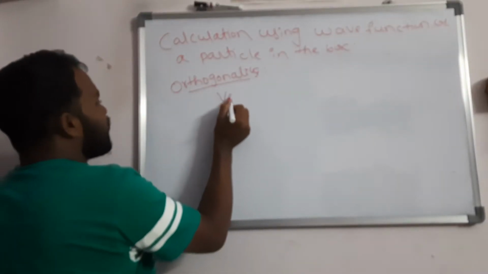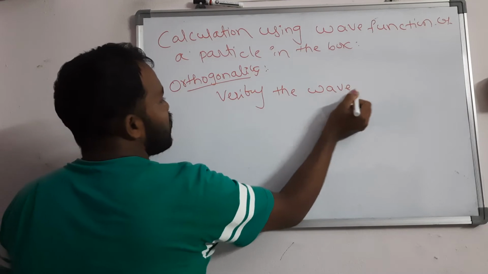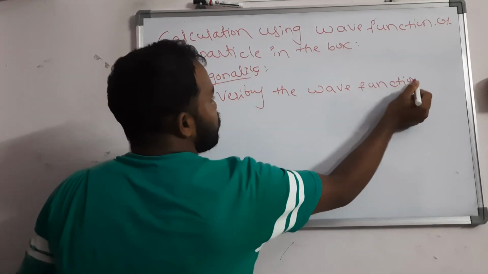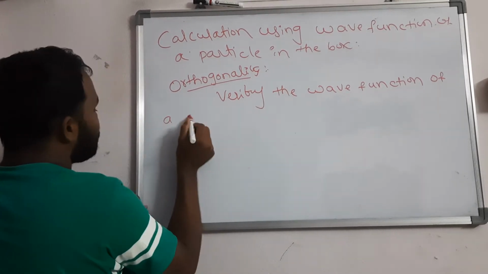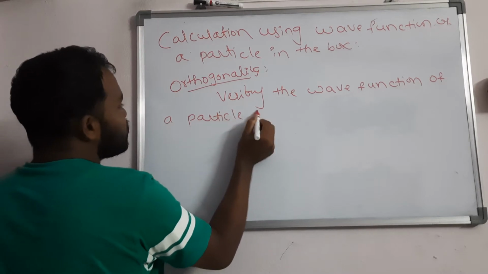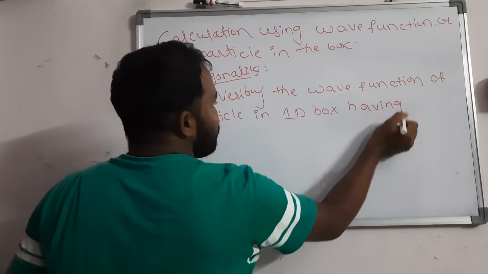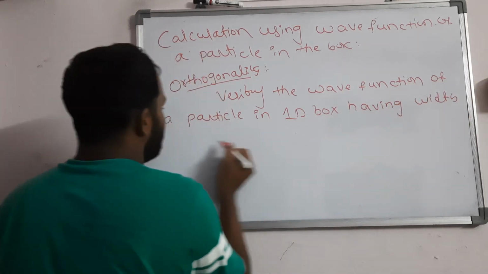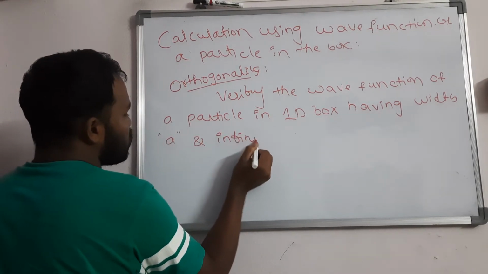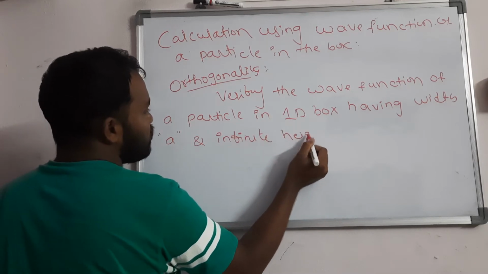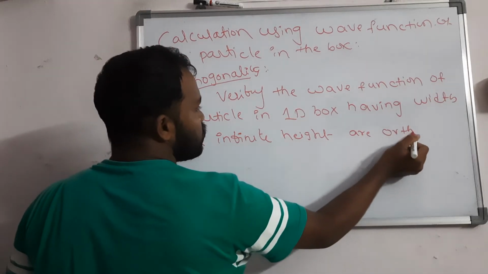In orthogonality, the statement is: verify that the wave functions of a particle in a 1D box having width a and infinite height are orthogonal. This we have to prove.